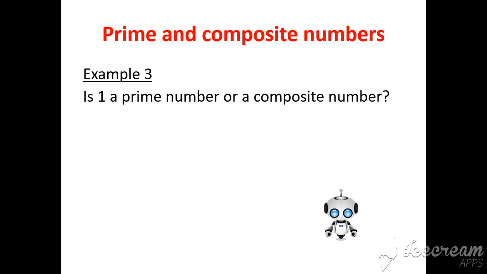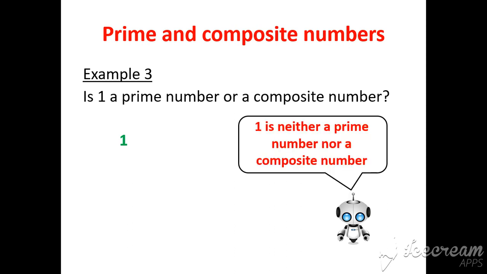Okay, what about the number 1? Is this prime or composite? This is an interesting question. Number 1 has only got two factors. 1 times 1 makes 1. Actually, no, it doesn't have two factors. It's only got one factor because we don't need to repeat factors. So the number 1 has only got one factor. Now, we talked before, a prime number must have two factors and a composite number must have more than two. So it's neither prime nor composite.